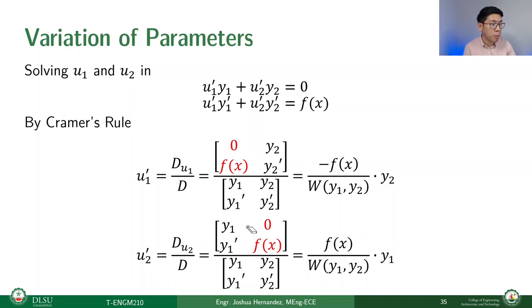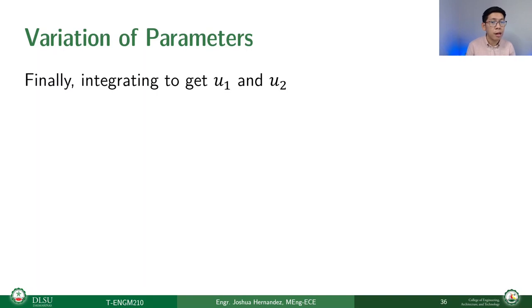For u sub 2, you will notice that the answer column, 0 and f of x, is placed in the column of u sub 2. That is why, when you cross-multiply to determine the determinant, you will have y sub 1 f of x minus y sub 1 prime times 0. Since that cancels out, what remains is f of x and y sub 1 over d, your determinant, which is also your Wronskian. Are you following?